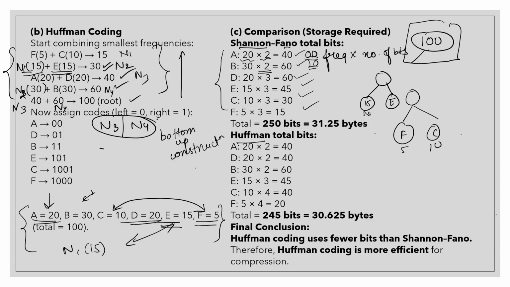Then for Huffman, similarly, we have the codes here. So 2, 2, 2. Here we have length of 2. Then 3 and 4. We multiply them. We get a total of 245 bits. Here 250 bits. That means Huffman coding is using fewer bits than Shannon-Fano. Thus it is more efficient in terms of compression. This line, final conclusion, very important.